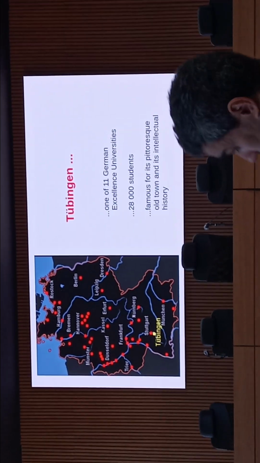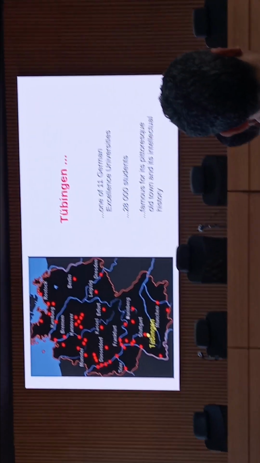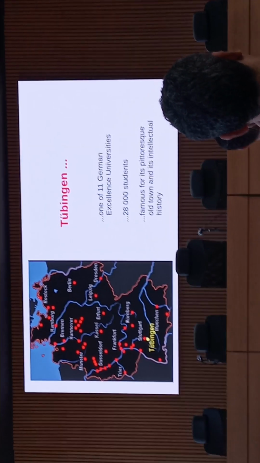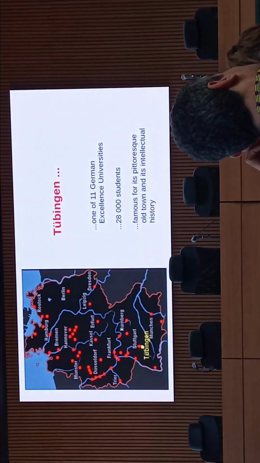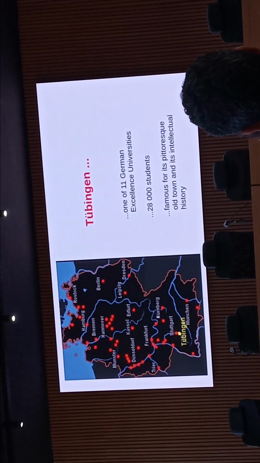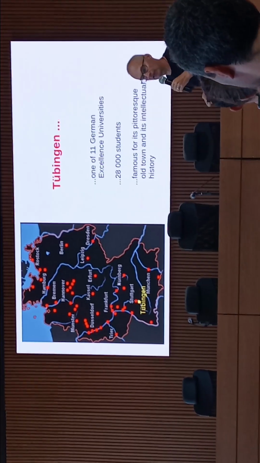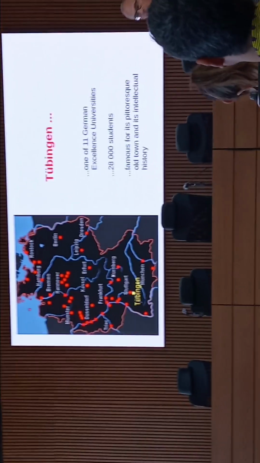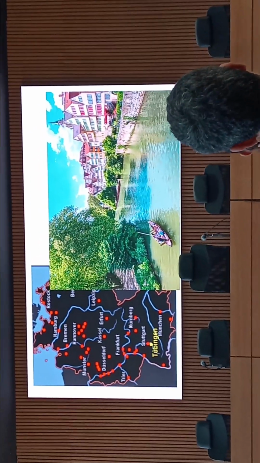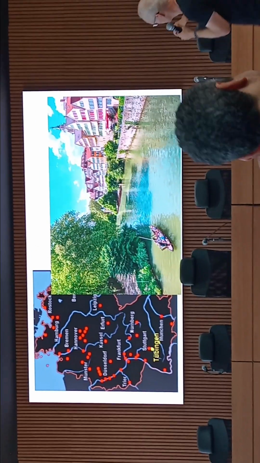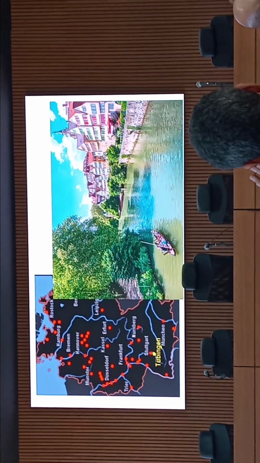But it is one of 11 German excellence universities. It is about the size of Wiesbaden, so we have 90,000 inhabitants and 28,000 students. It's very famous for its picturesque old town and its intellectual history. In the coming year, we have the 550th anniversary of the university. And it is not Oxford that invented punting, that's actually Tübingen. We have these punting boats here on the Neckar River, and it is a very old tradition.